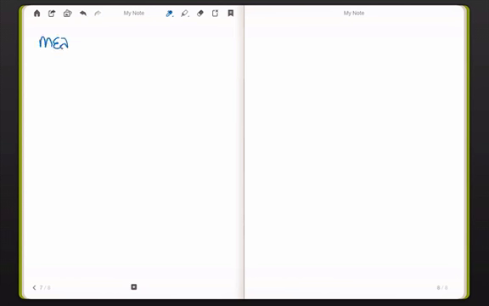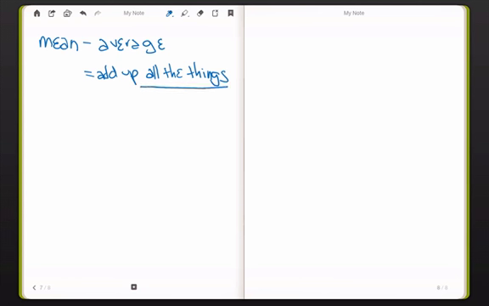So let's start with the mean. So the mean means the average. Okay? Now remember what you do to find the mean: you add up all the things, then divide by the number of things. So how many things there are.